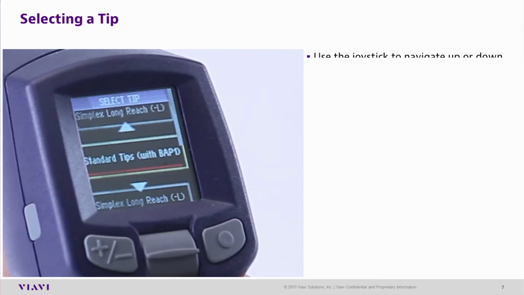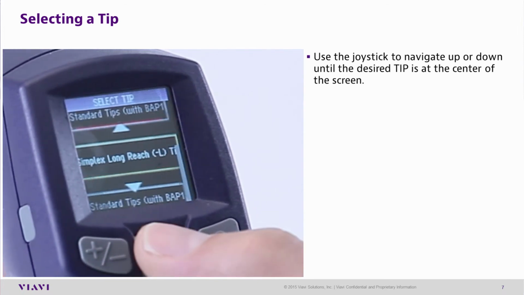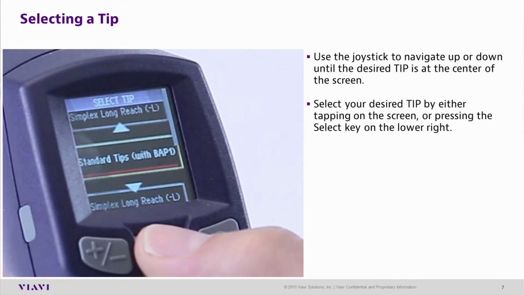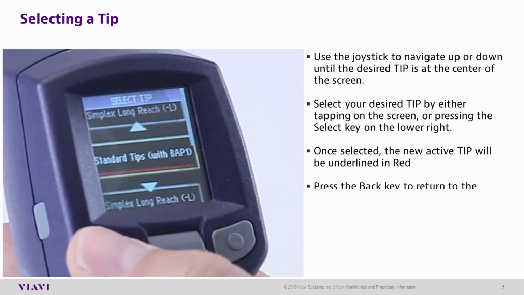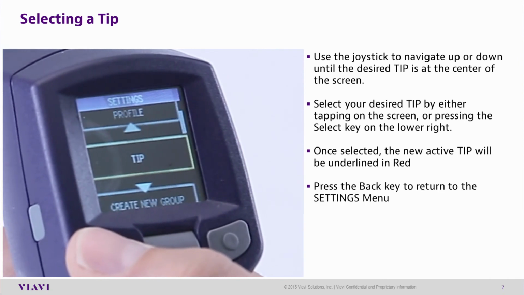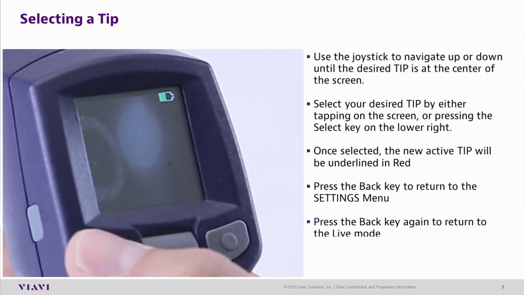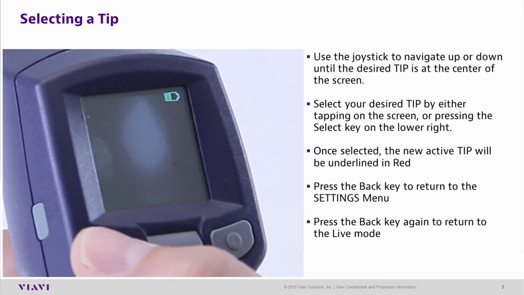Selecting a tip. Use the joystick to navigate up or down until the desired tip is at the center of the screen. Select your desired tip by either tapping the screen or pressing the Select key in the lower right. Once selected, the new active tip will be underlined in red. Press the back key to return to the settings menu. Press the back key again to return to live mode.